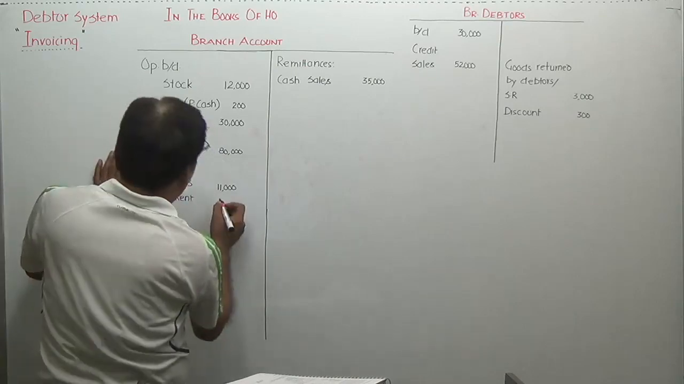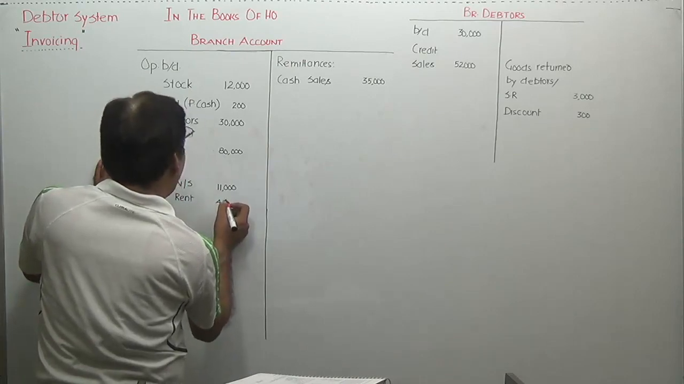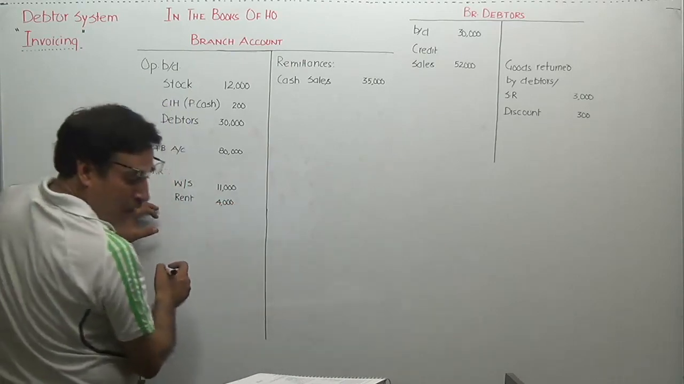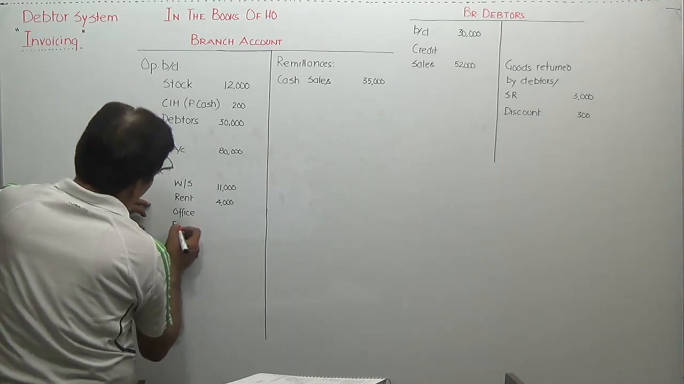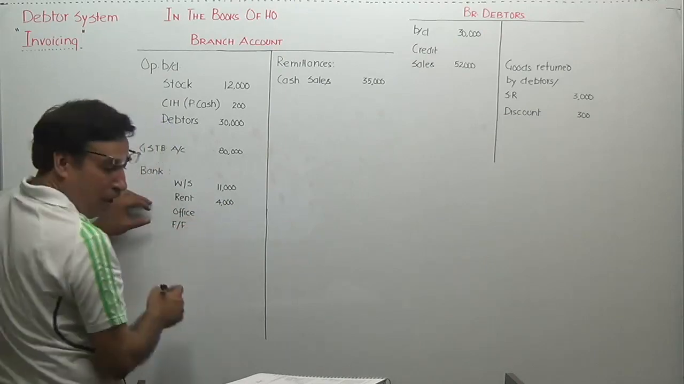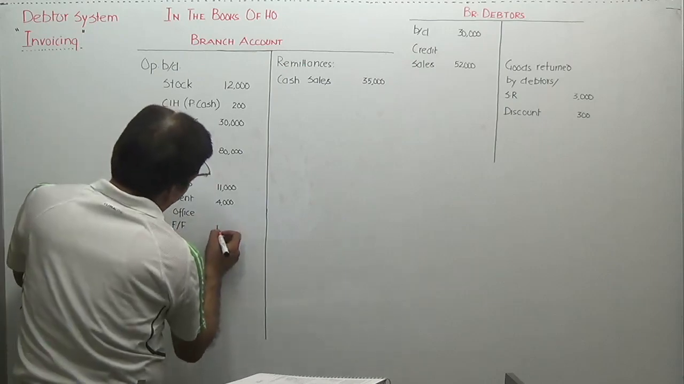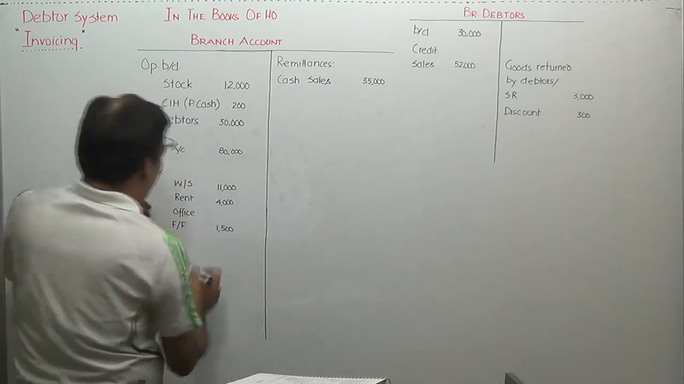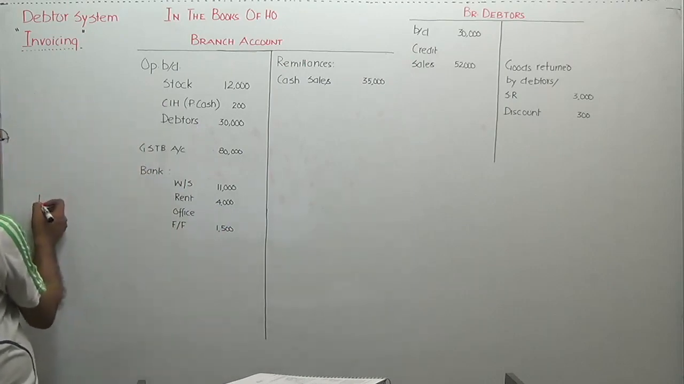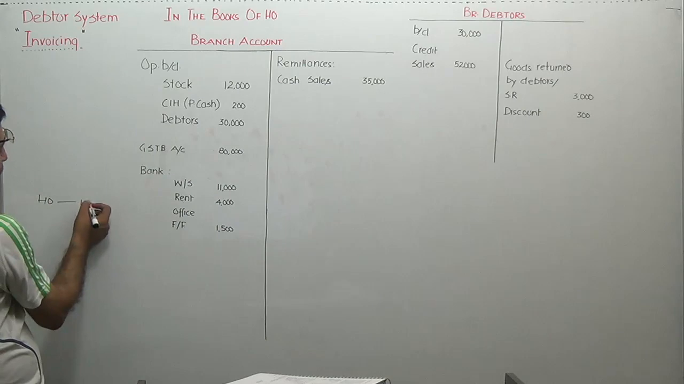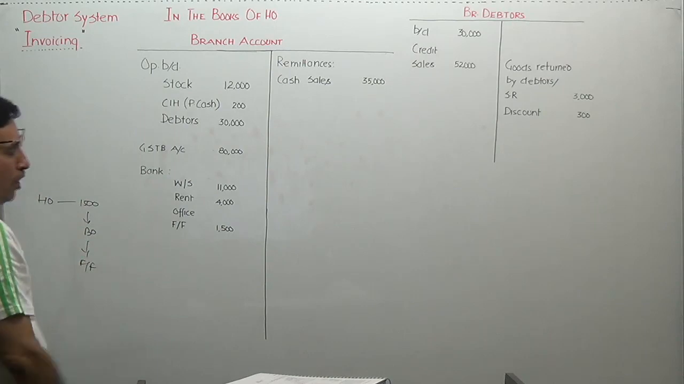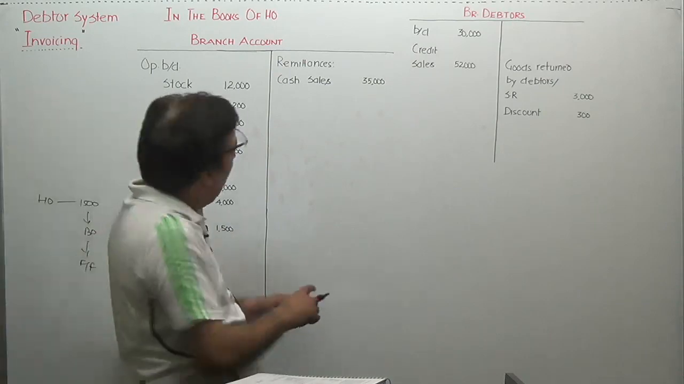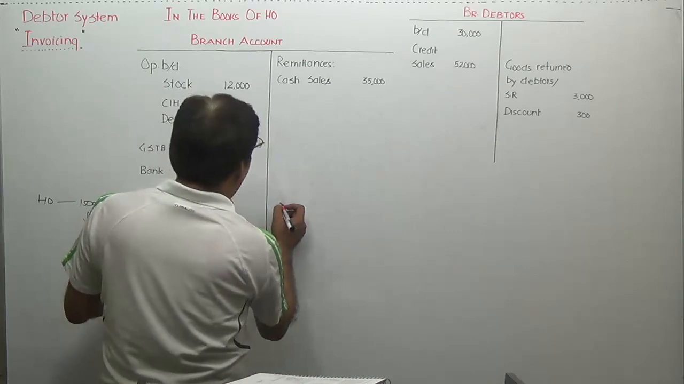Rent in this case is 4,000, and similarly head office sent some amount for purchase of office furniture. Branch might be in need of some furniture, so head office sent them some cash to the extent of 1,500. Now you have to pay attention: head office sent 1,500 to branch, correct? And branch purchased furniture out of it, no doubt about that.